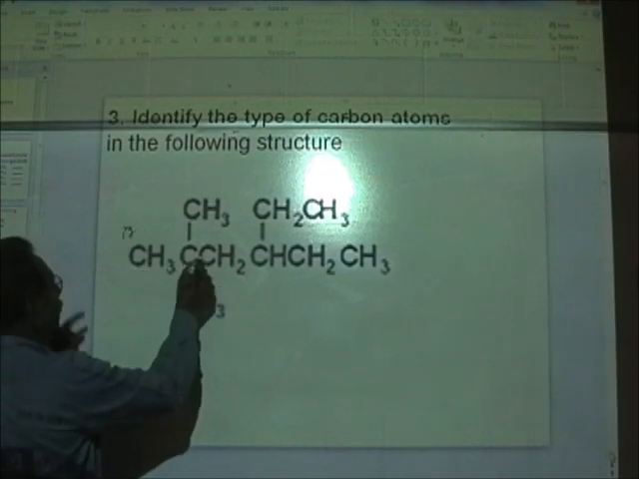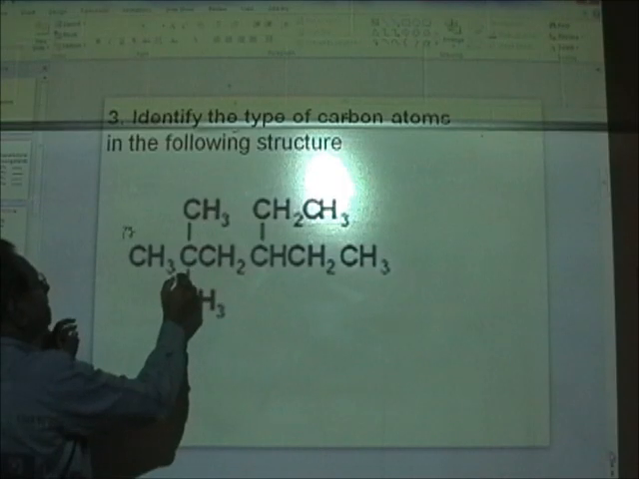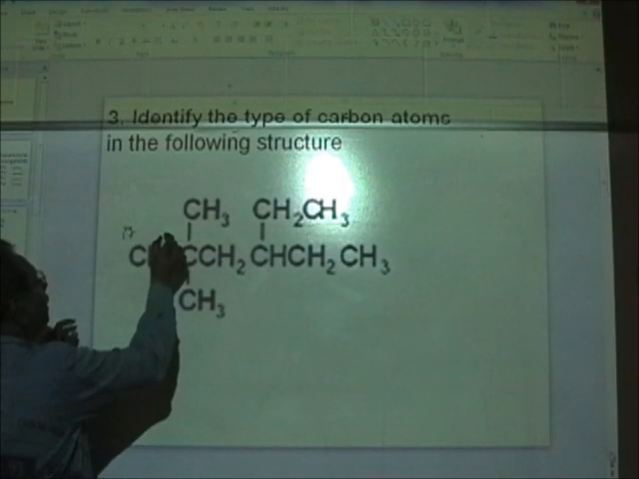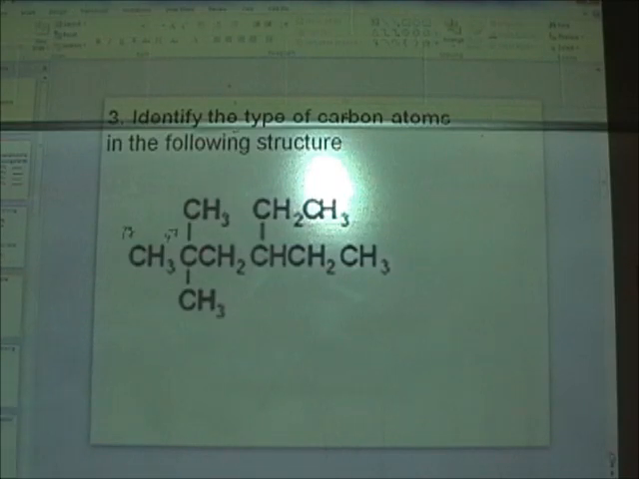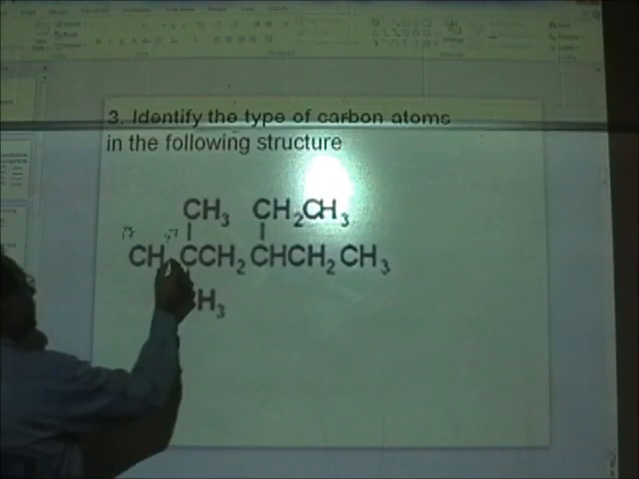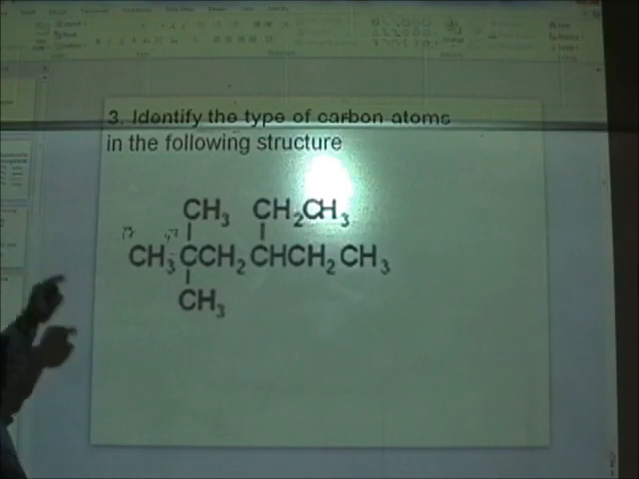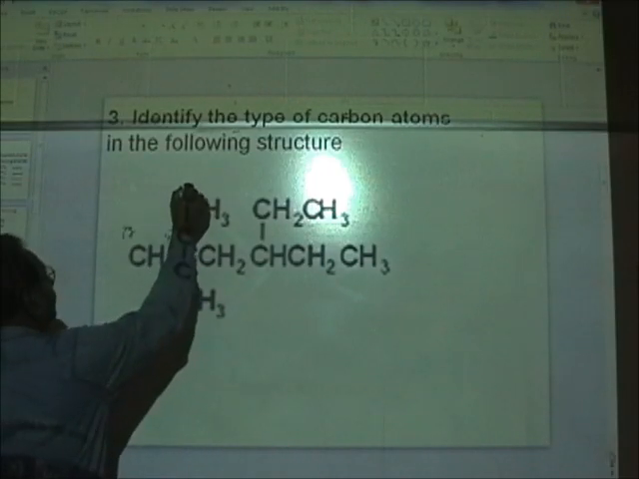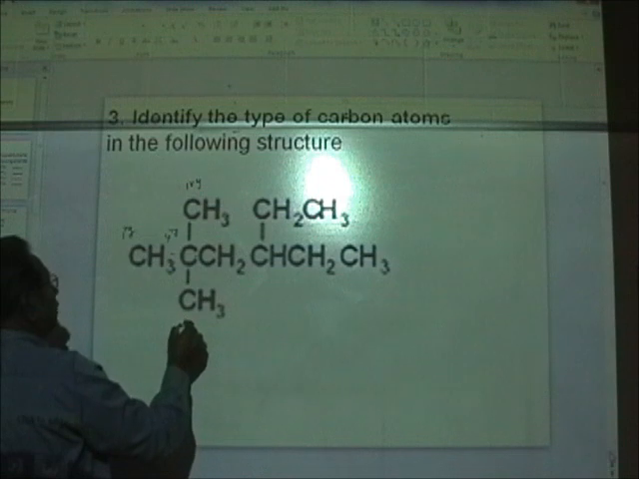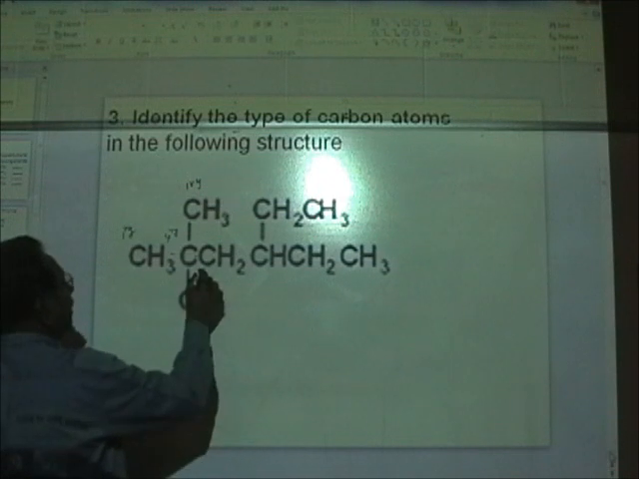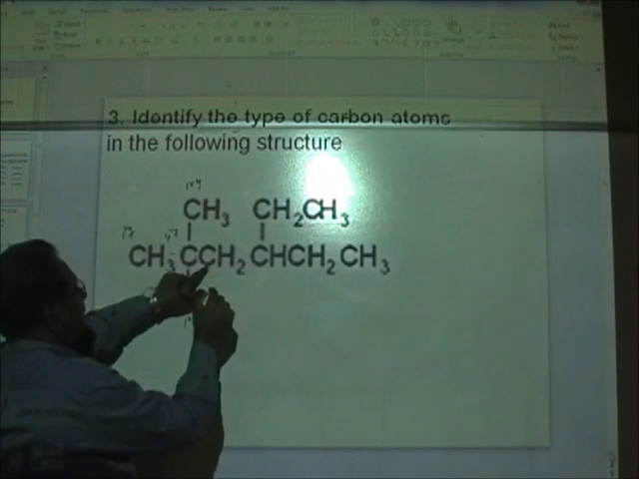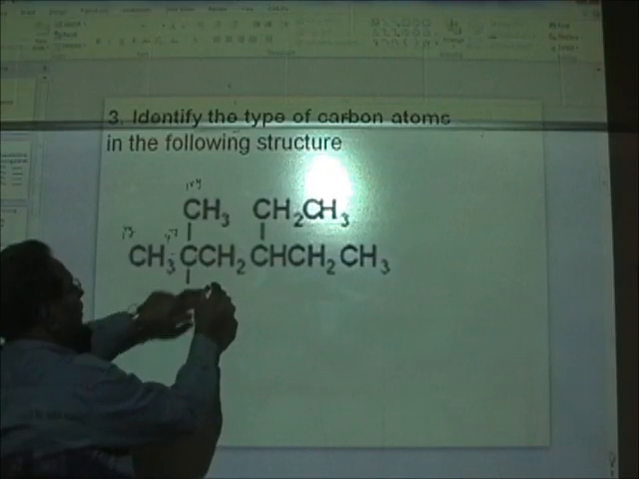And this one is going to be what? Quaternary. Why is that quaternary? It's attached to 4 carbon atoms. Did you see the 4 carbon atoms? I mean, if I put that one, there's another carbon atom, right? So, okay, this one is going to be primary. This one is going to be a primary carbon atom. What is this one? Secondary.